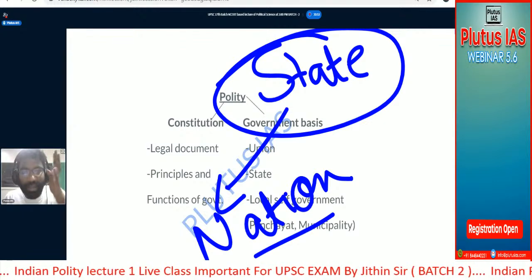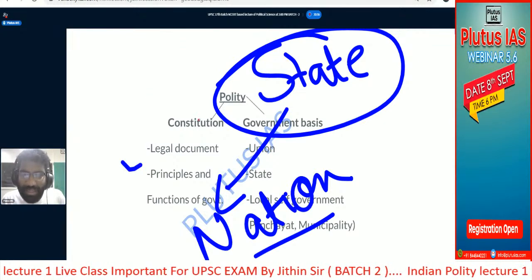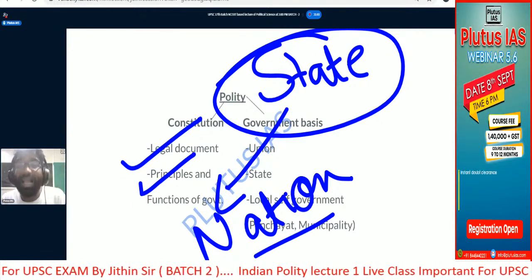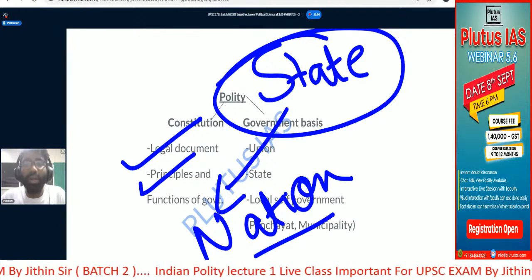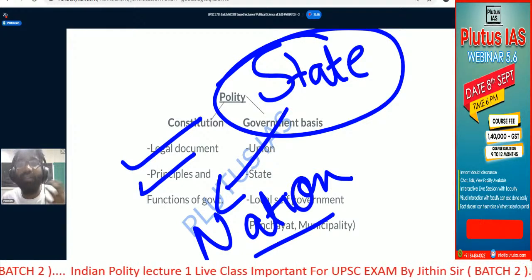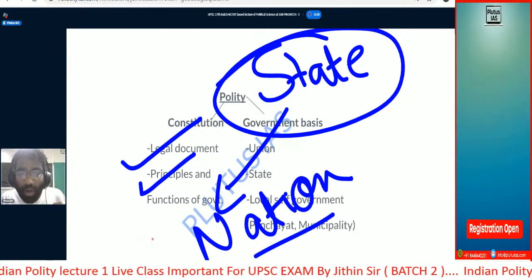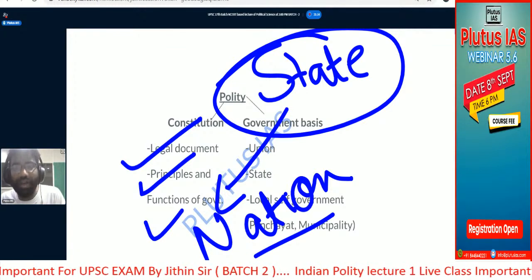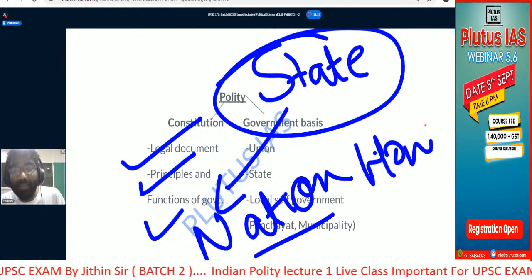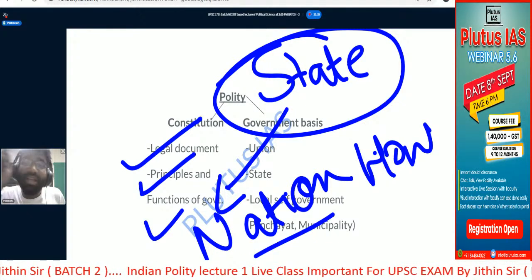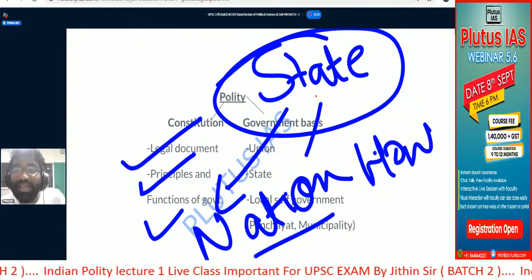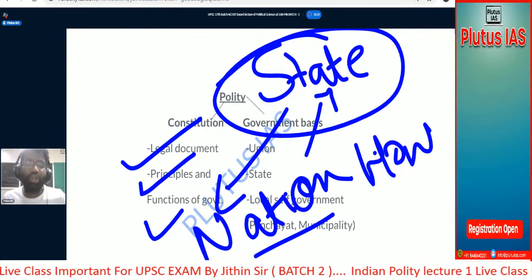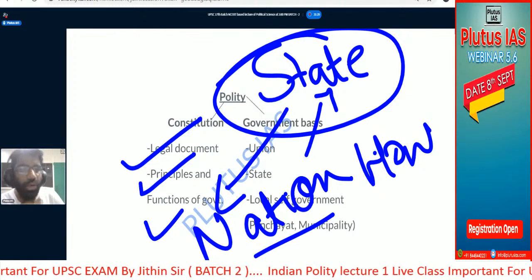When I am saying the constitution is a legal document, that means the Indian constitution is a legal document and it consists of principles: on what grounds or principles our government should function, and what are the functions of the government, how they should function and what they should do. And the government is part of the state. So state here means nation. Clear? Any doubt?